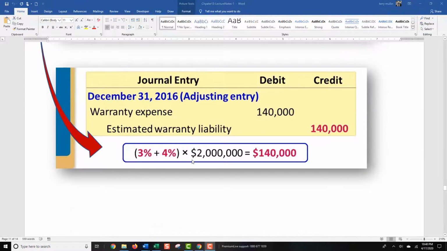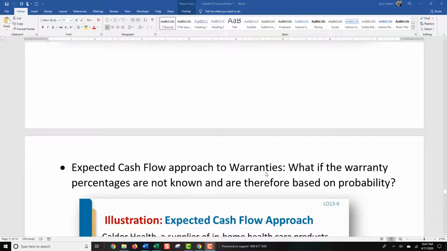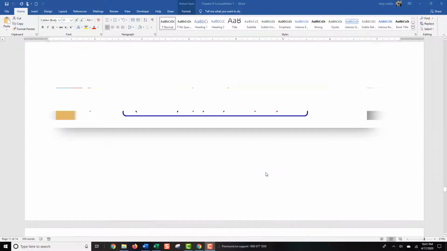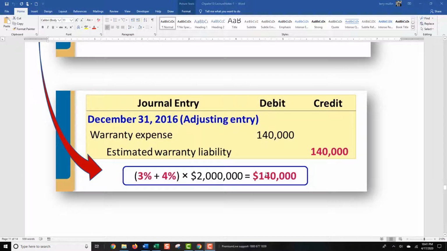you have to estimate how much is going to be returned. So you put that in as a debit to warranty expense and a credit to the estimated liability. So 7% of $2 million is $140,000.